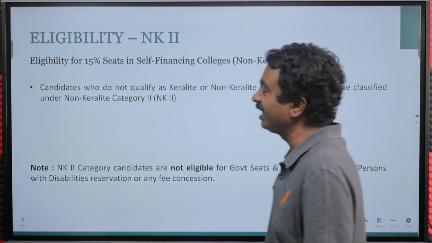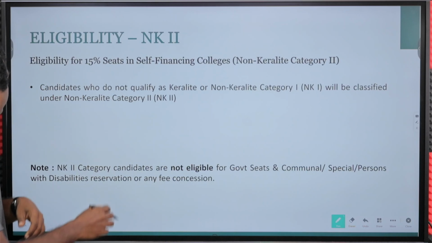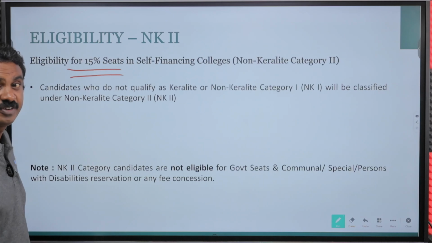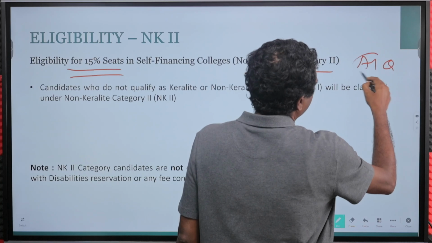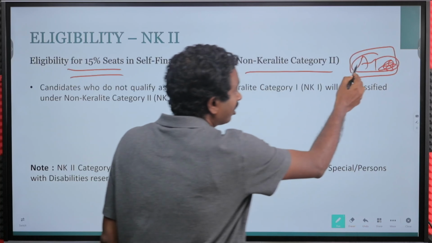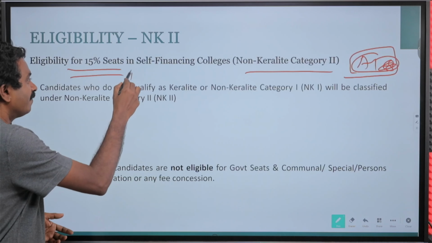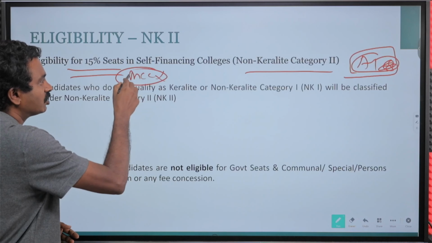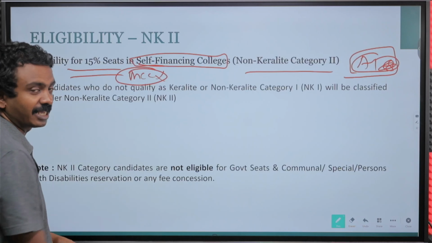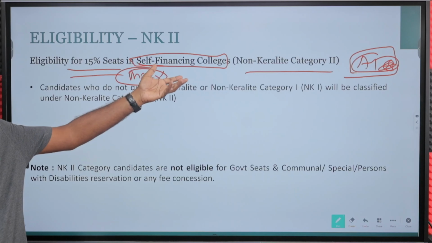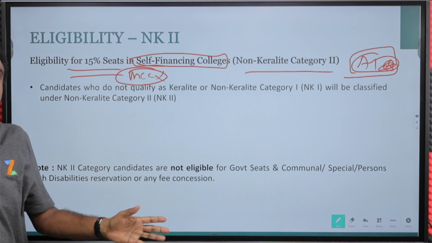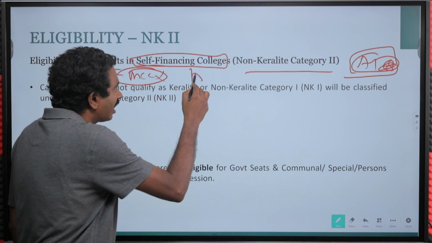Then you have the NK2 category. Who are the NK2 category? They are eligible for 15% of seats in self-financing colleges which come under the All India Quota or All India Counselling. These are not the government All India Quota given to MCC. That is different; that is from government institutes. These are in self-financing colleges like Pushpagiri, Somerville, and all these colleges contribute a set of seats to candidates across India. That will be done through the Kerala counselling only.